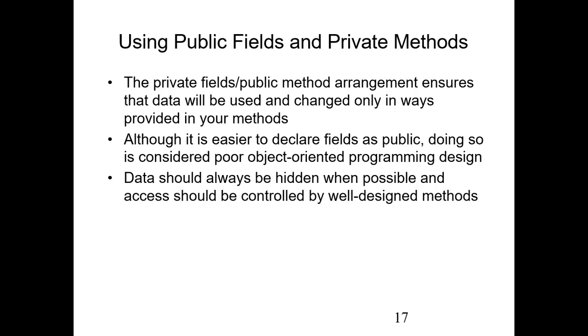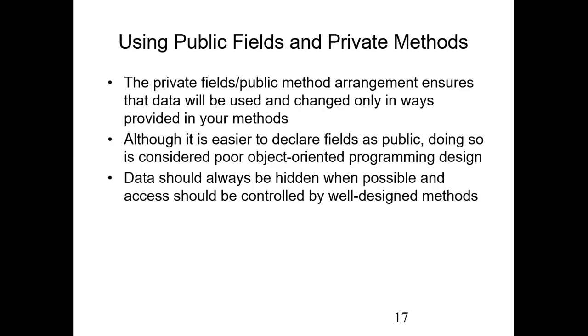The private fields, public methods arrangement ensures that data will be used and changed only in ways provided in your methods. When you make your fields private, and you decide that there's a certain field that you don't want modified, it means you are not going to provide a setter for that field. You are not going to provide a setter to allow other classes to modify the value. But if you feel like you need to allow other classes to modify the value, then you can provide a setter. So it's a matter of providing access: do you want other classes to have read-only access, or do you want other classes to have read and write access?